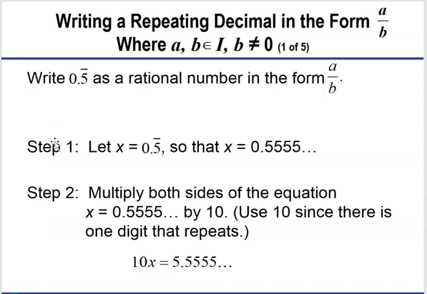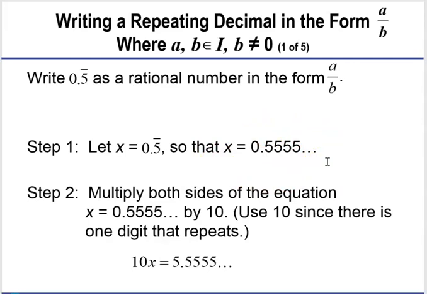All right, write 0.555555 as a rational number in the form of a over b. Now, this is an interesting process. So I've got examples for you. I've got typed up examples, and we'll do some by hand as well. So here we go. Again, 0.5 repeating is a rational number in the form a over b. In other words, they want this as a fraction. So let x equal 0.5. So that x is 0.55555, okay? They wrote it out. Notice the ellipsis dots to imply that it goes on forever.